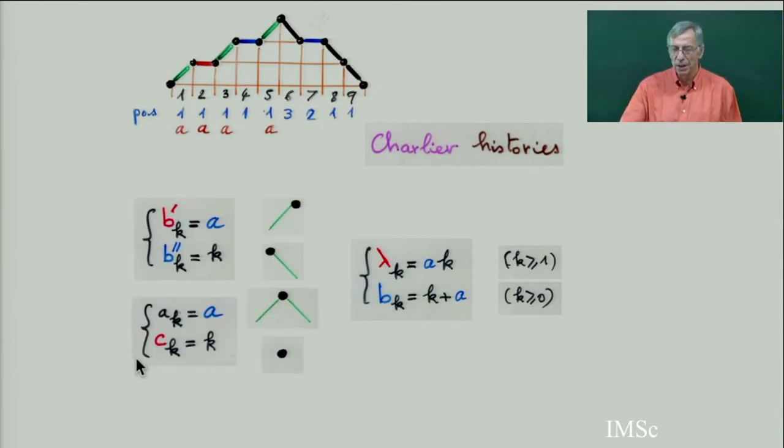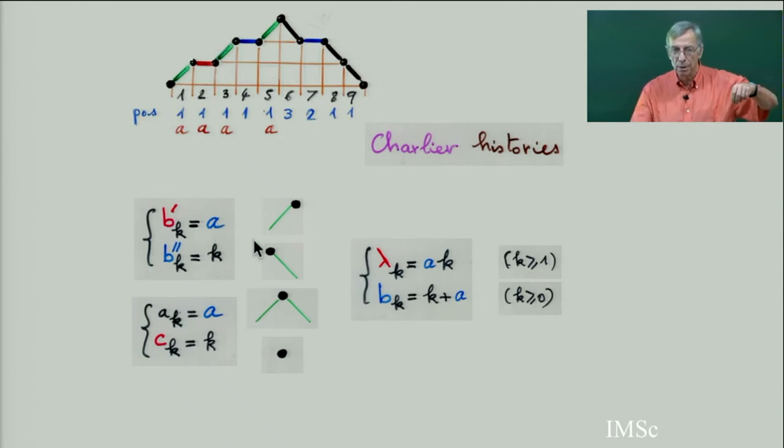I'm going to split my b_k and lambda_k into two: b'_k equals a, b''_k equals k, a_k equals a, and c_k equals k. I'm going to do the construction with a binary tree. It will be more beautiful with the increasing binary tree. So for each of these steps, here is a Charlier history, again a Motzkin path with steps in blue and red. When you have a red step, you see there is only one choice. If I put a equal 1, b'_k equals 1, so there is only one choice for this step.